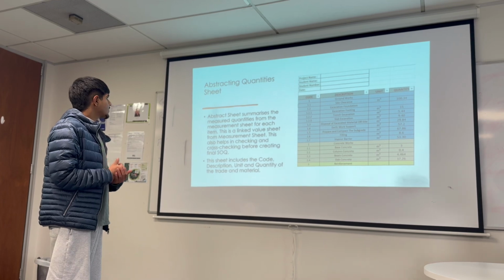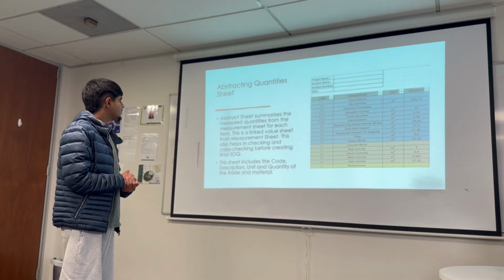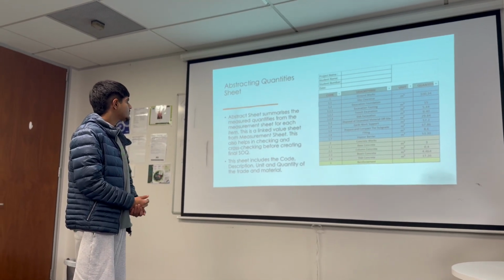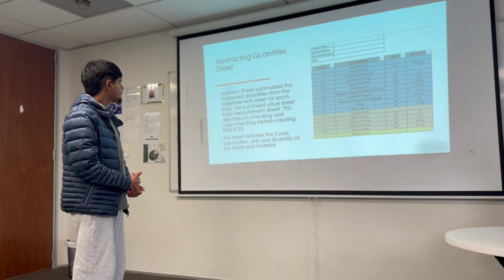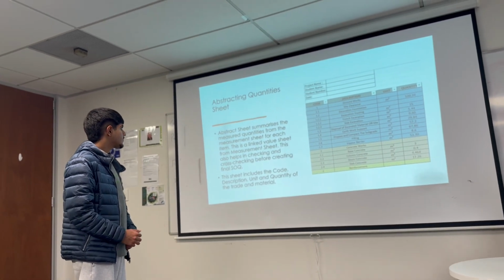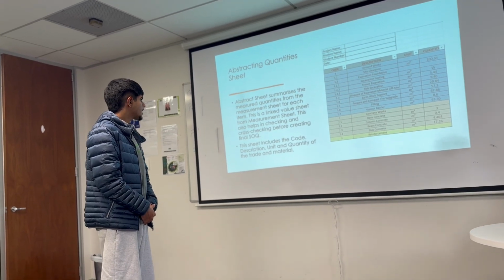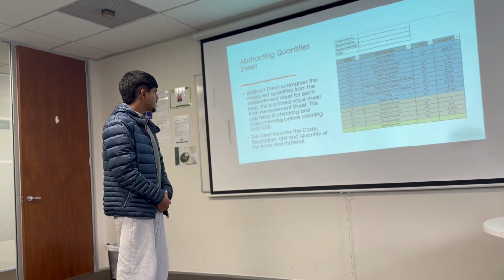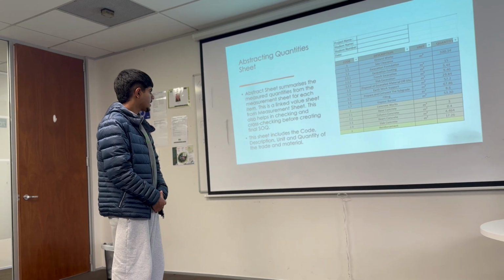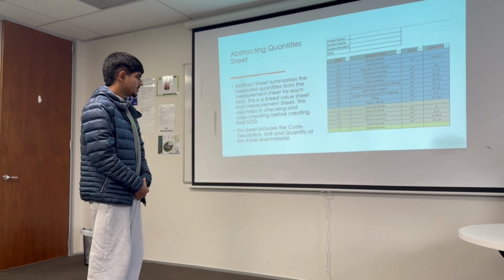Next one is the abstracting quantity sheet. The abstract sheet summarizes the measured quantities from the measurement sheet for each item. This is a linked value sheet from the measurement sheet. This also helps in checking and cross-checking before creating the final SOQ. This sheet includes the code, description, unit and quantity of the trade and material.